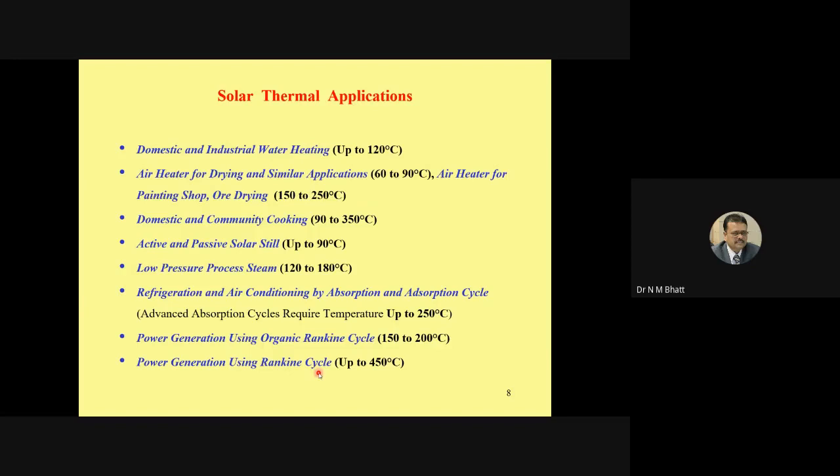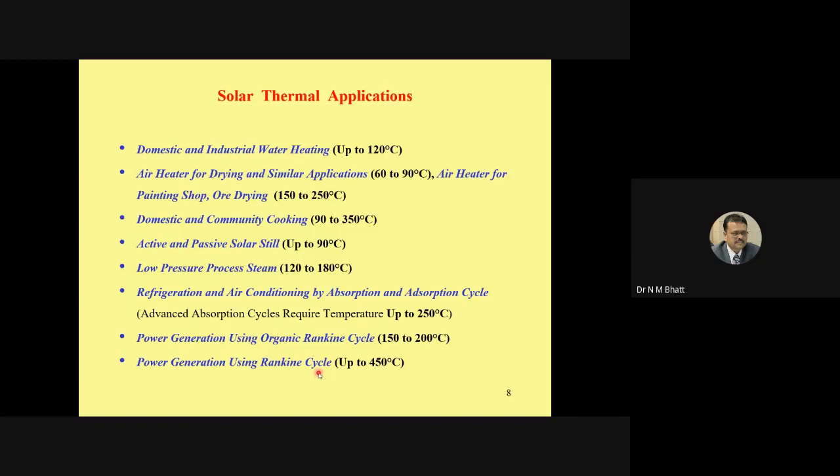Yesterday someone asked about feed water heaters. Yes, for feed water heating we can use a solar water heater, but the problem is that area is not available, and second, normally feed water heaters are employed to improve the second law efficiency of the steam power plant.